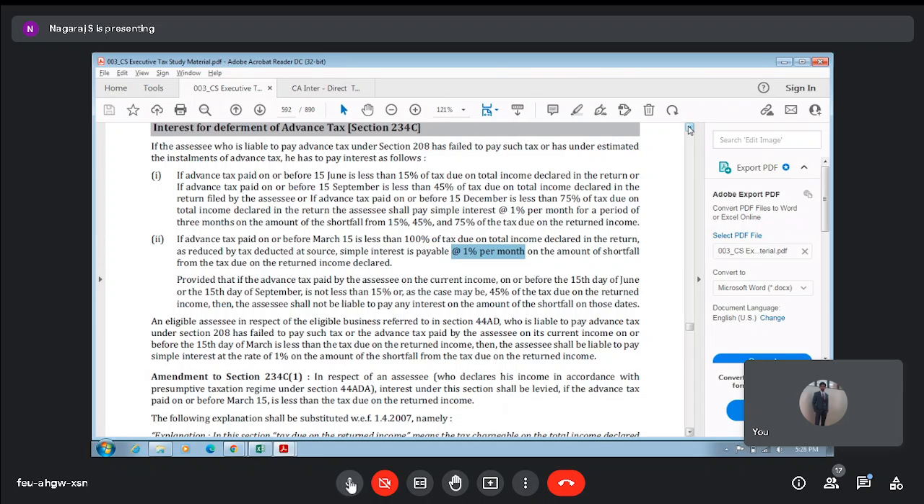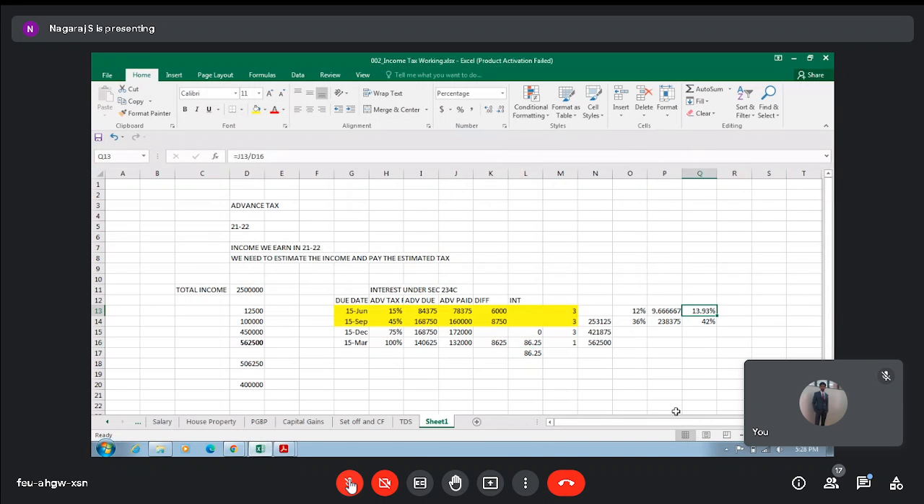Understood? Yes, sir. If you go by reading this material and in the exam, the question happens to come at 14%, and your mind says it is not 15%, then you will end up calculating the interest and ticking the answer. That is not correct.